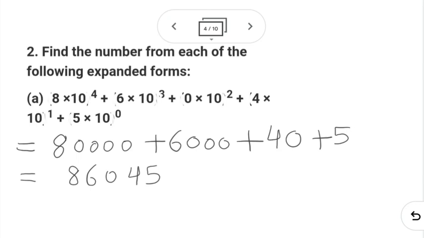Understood? Here we are given expanded form. We have formed a number from this. First you form these numbers and then you add them and get the final number. Now let's try another question.